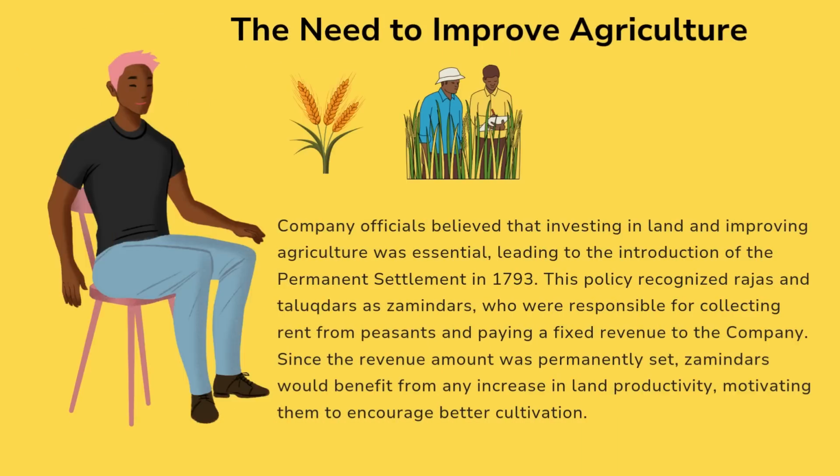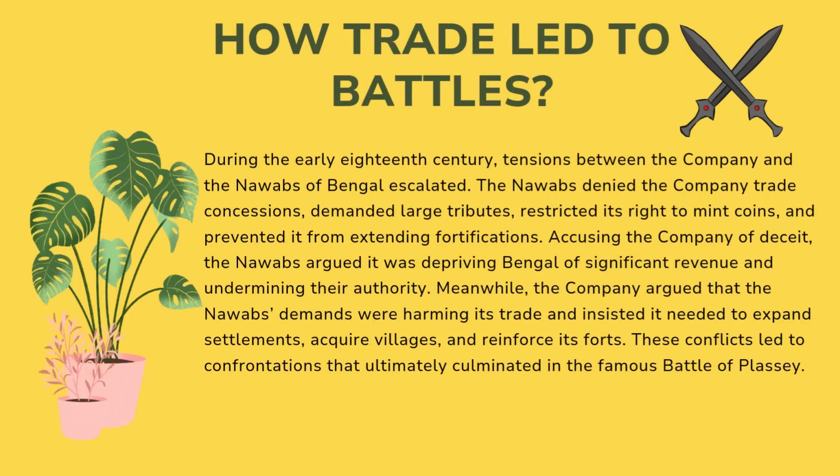The need to improve agriculture. Company officials believed that investing in land and improving agriculture was essential, leading to the introduction of the permanent settlement in 1793. This policy recognized Rajas and Talukdars as zamindars, who were responsible for collecting rent from peasants and paying a fixed revenue to the company. Since the revenue amount was permanently set, zamindars would benefit from any increase in land productivity, motivating them to encourage better cultivation.